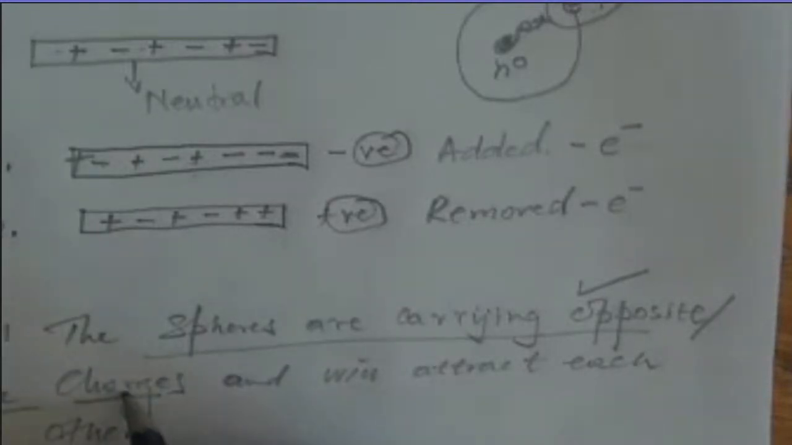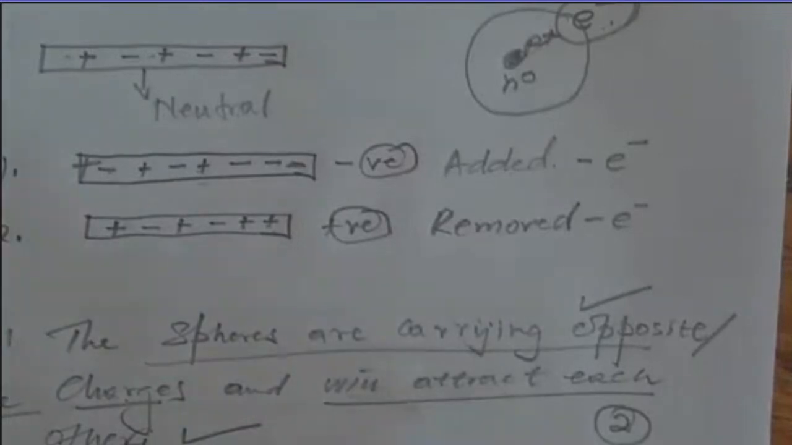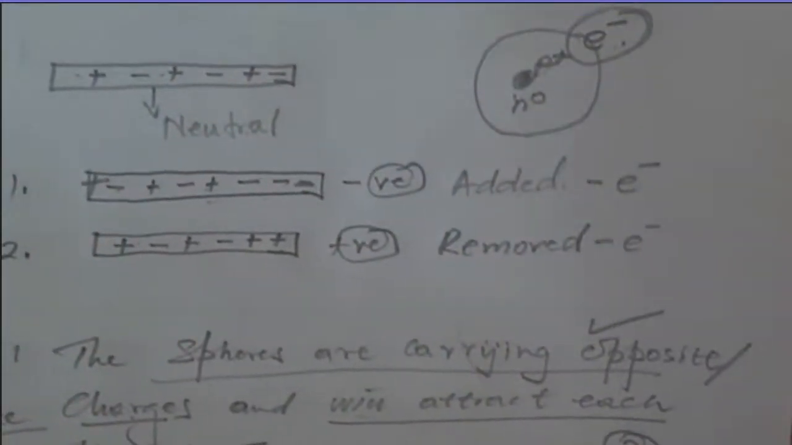So what is important about the first part is that this is opposite or unlike charges, and if this is unlike charges, they are going to attract each other. So I'll have 2 full marks. Don't just say attract each other. Why are they attracting each other? Just to indicate to your teacher or someone who's going to mark a script that you know the physics. You say the spheres, because they are unlike charges or the opposite charges, will attract each other. That is a scientific way of answering this question.